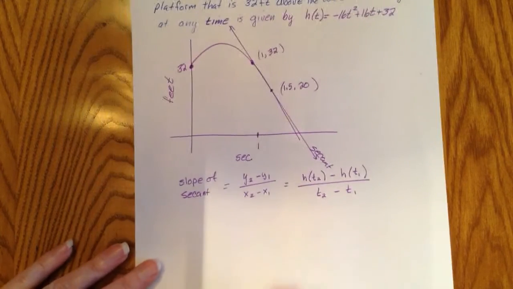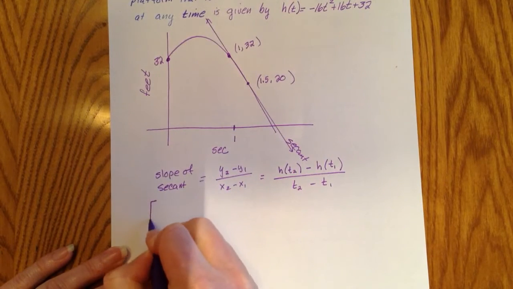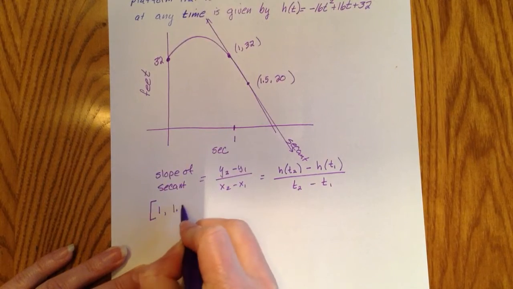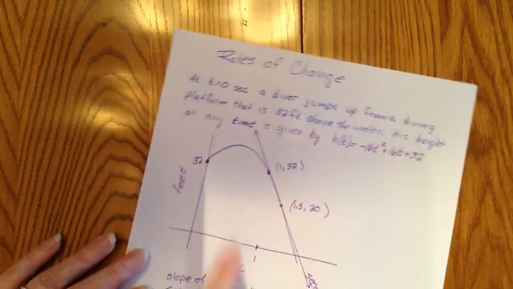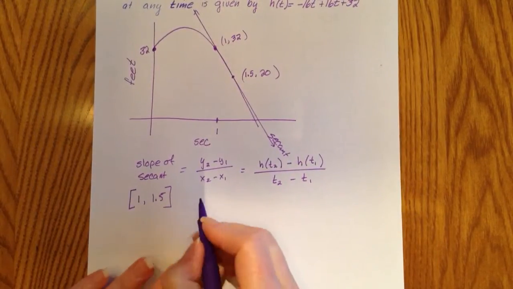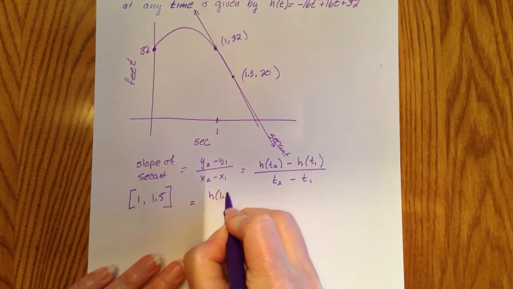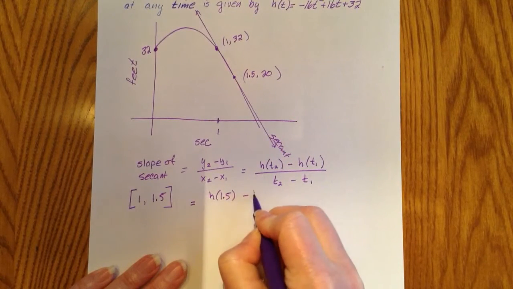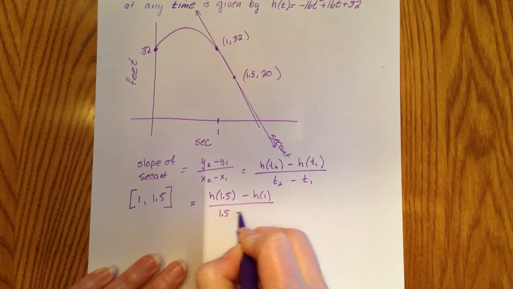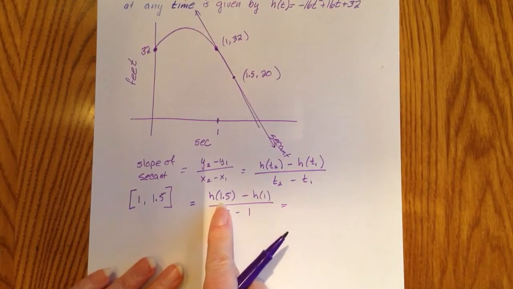So what if we wanted to find the slope of the secant line from time 1 second to 1.5, which is what we have here? We can do this. That would be the height at 1.5 minus the height at 1 over time 1.5 minus time 1. All right, and so we math this out. I've already plugged the numbers in.